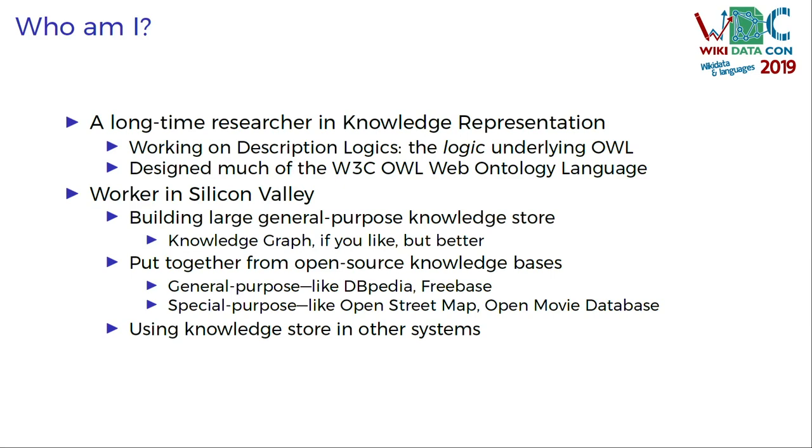I've worked in Silicon Valley for a while, largely building what might be called knowledge graphs, but I don't like the term knowledge graphs. I don't like what they mean. I want to do something better than knowledge graphs. And I want to put this together from various sources. So Wikidata is a very, very good one, but DBpedia, it's not so good. Freebase is dead. OpenStreetMap, Open Movie Database, things like that.